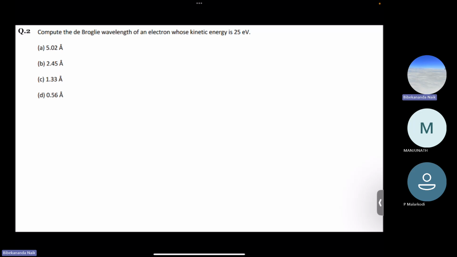According to de Broglie's hypothesis, each material particle is associated with a wavelength, and the formula to calculate that wavelength is given by lambda equals h by mv, where h is the Planck's constant. Can anyone tell me what is the value of Planck's constant?